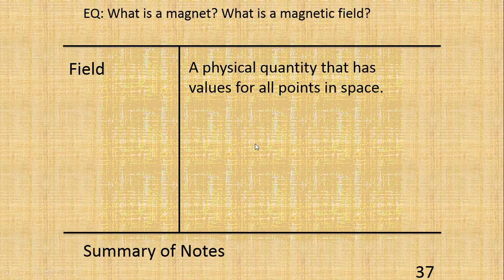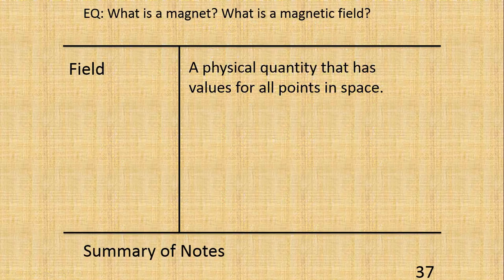So when we talk about a field, basically what that's saying is all spots around that magnet are going to have some measurable quantity of that magnet. So that attraction or repulsion, there's going to be some value no matter where you're at around that magnet.